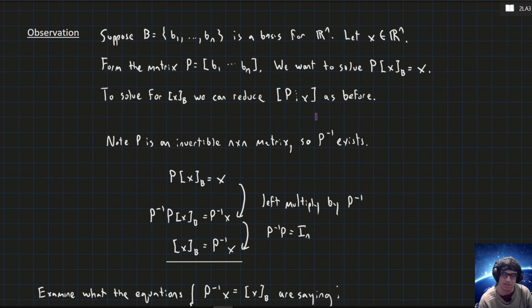But in this case we can actually take another approach. P is going to be an n by n invertible matrix. So why is it n by n? Well, there are n columns, and there are n rows because each of the vectors are in Rn. So P is an n by n matrix. It's invertible because its columns we know are a basis, and bases are always linearly independent. So P has linearly independent columns, and by the invertible matrix theorem, that means P is invertible. And so P inverse exists.